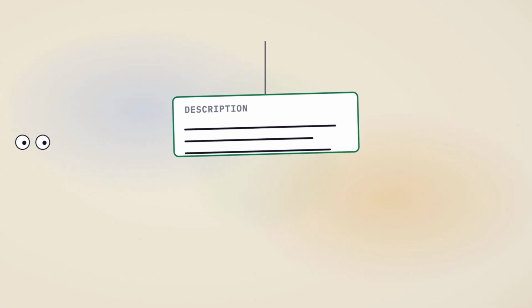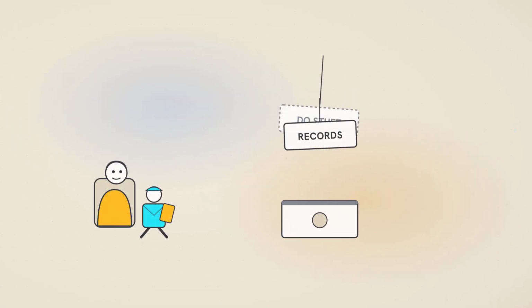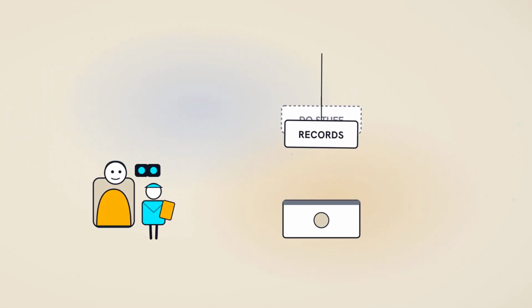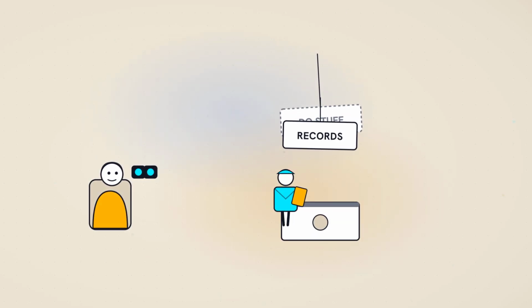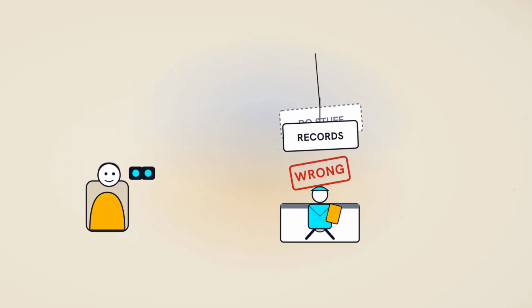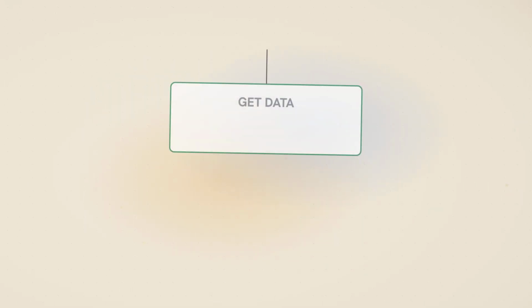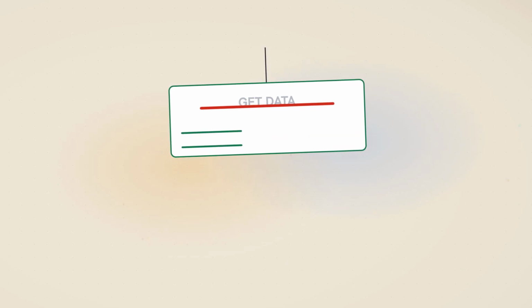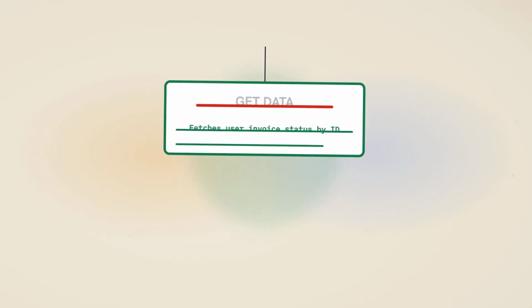So here's your first move. Write the sign, not just the label. The model picks a counter by reading its sign. That's the description, and nothing else. A vague sign sends the runner to the wrong window. So don't just write "get data." Say what it does and when to use it.